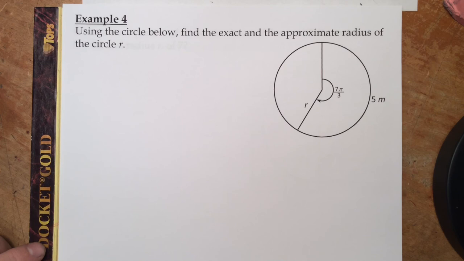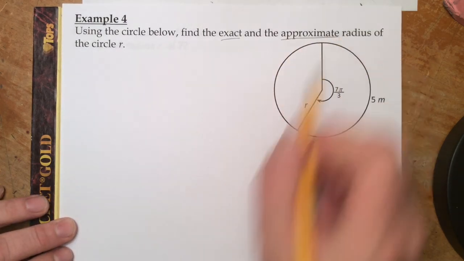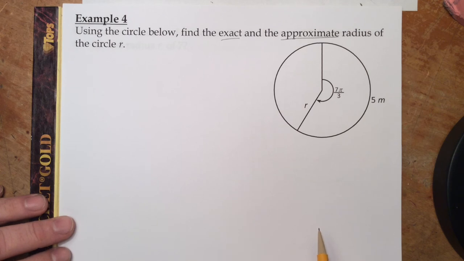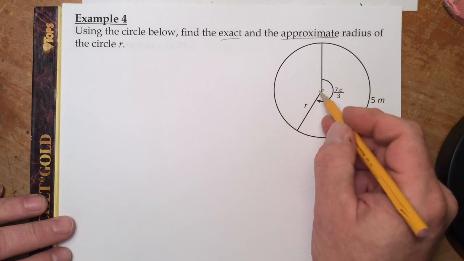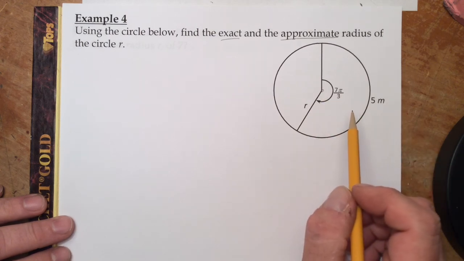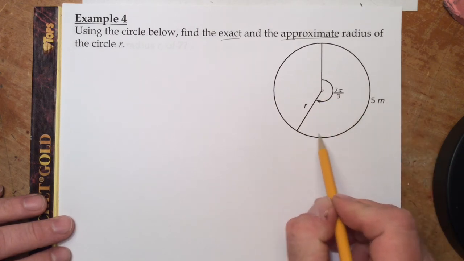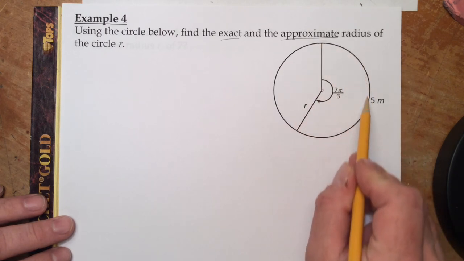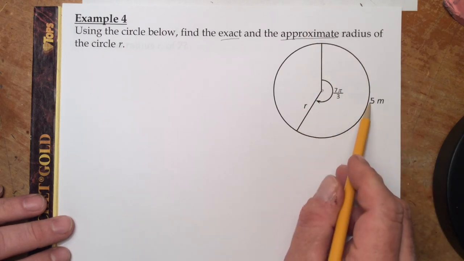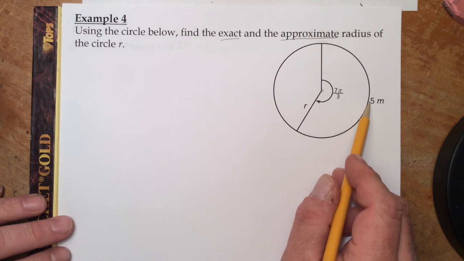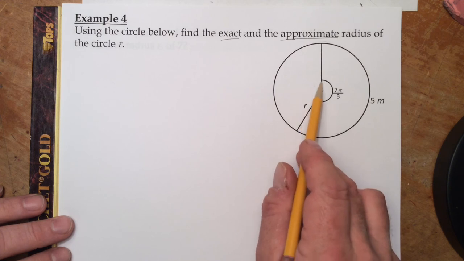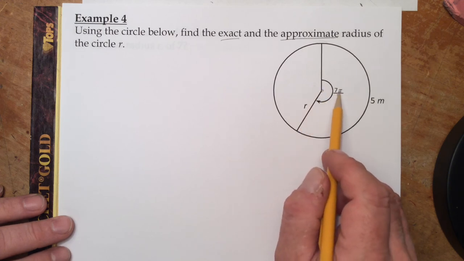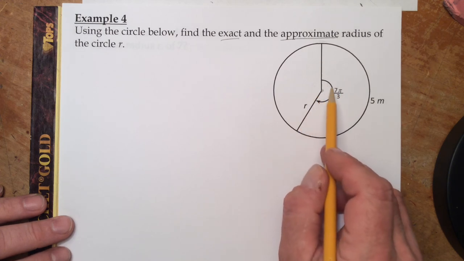Example 4. Using the circle below, find the exact and the approximate radius of the circle, R. So we want to find the radius of the circle. We're given a length of an arc. This one right here is 5 meters. And of course we have to use the central angle that intercepts that arc, so we have to use this one. If they'd given us a measure here, we wouldn't use it. We have to use this one. And it's 7 pi over 3 radians right here.